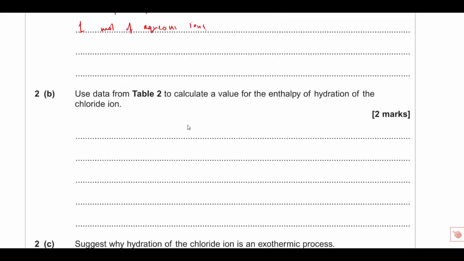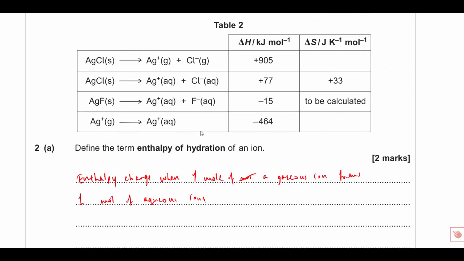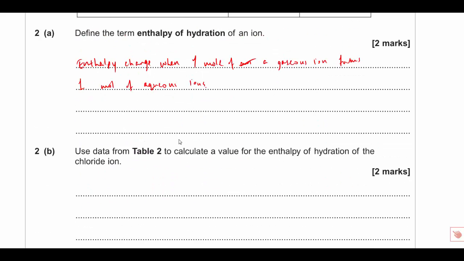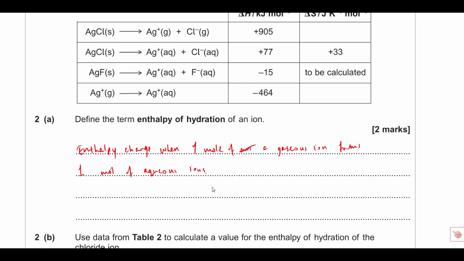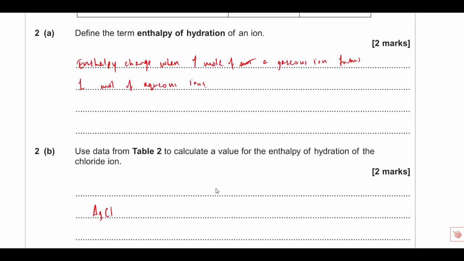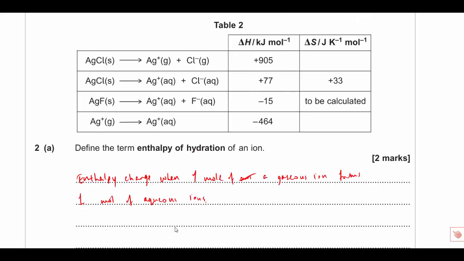Use data from table 2 to calculate a value for the enthalpy of hydration of the chloride ion. Right, okay, so we're going to have to think here, we're going to have to cycle this one up. So where are we at? Let's have a look. Okay, so silver chloride.